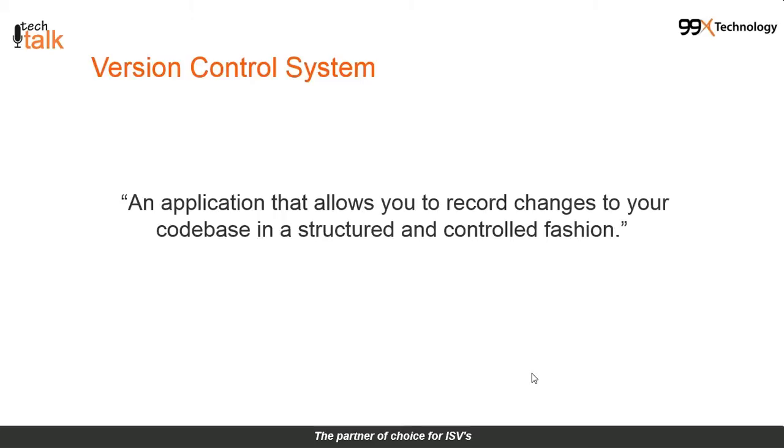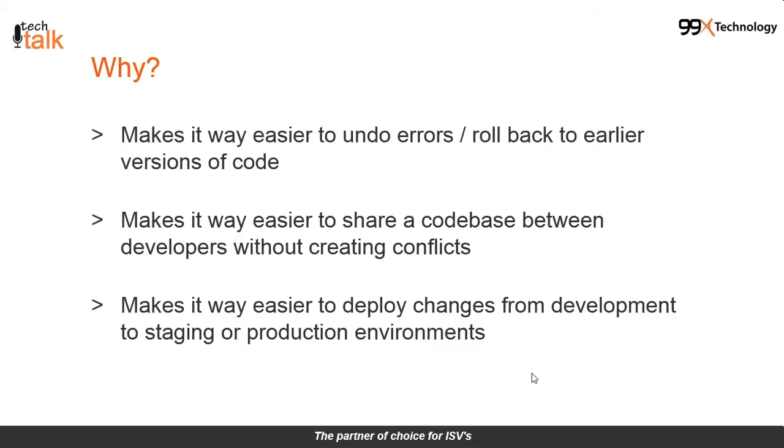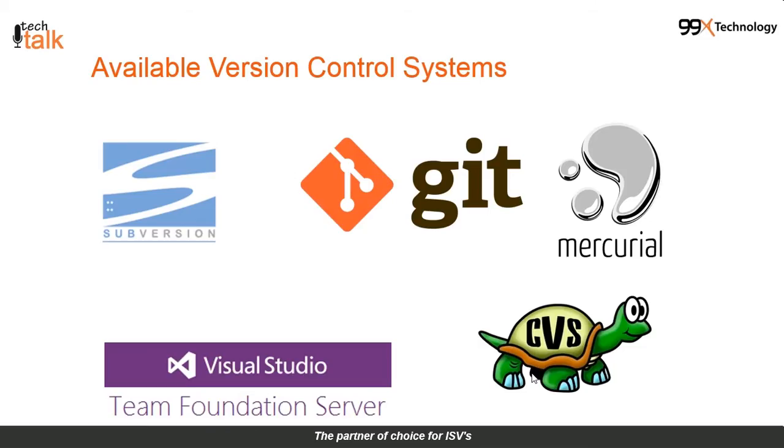Version control system. A version control system allows you to record changes of your code base in a structured and controlled fashion. So why should you use a version control system? It makes it way easier to undo errors and roll back to earlier versions of your code. It makes it way easier to share a code base between developers without creating any conflicts.